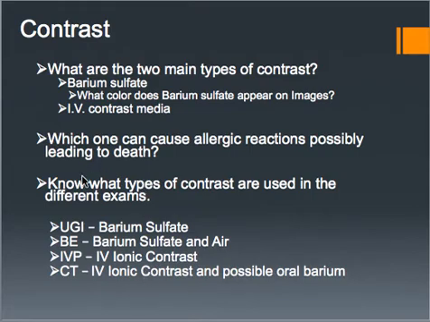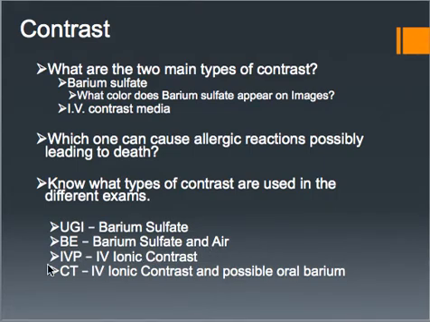So it's important to know what type of contrast is used in the different exams. So an upper GI, or upper gastrointestinal, is barium sulfate. We have the patient drink barium sulfate for that exam. BE, which stands for barium enema, there's two different contrasts that we use. We use barium sulfate that is administered rectally, and we also use air as the second form of contrast for that.